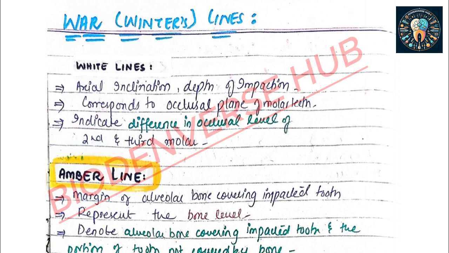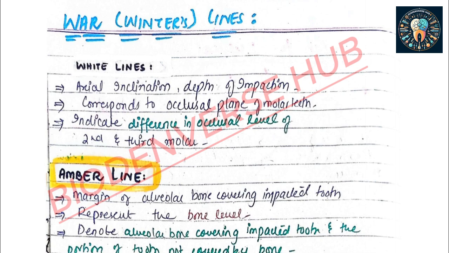The white line tells you about the axial inclination of the tooth or the depth of impaction. It corresponds to the occlusal level of the molar teeth. It indicates the difference in the occlusal level of the second and the third molar, as you can see in the diagram as well. After that, we have the amber line.